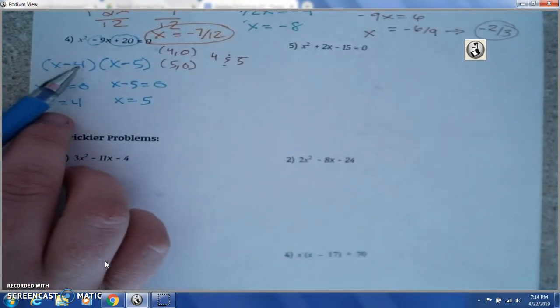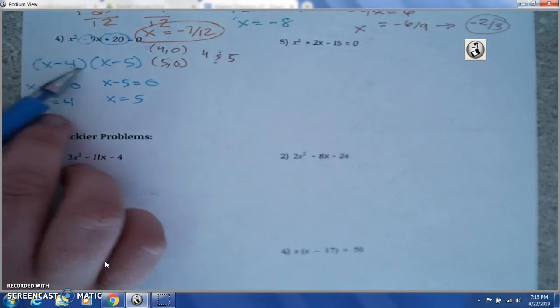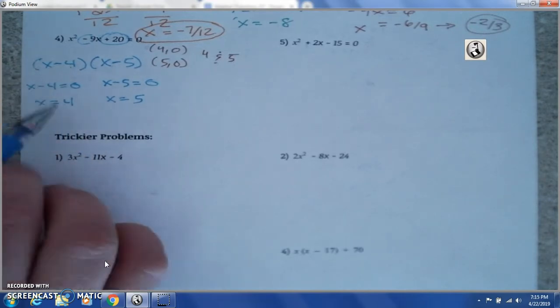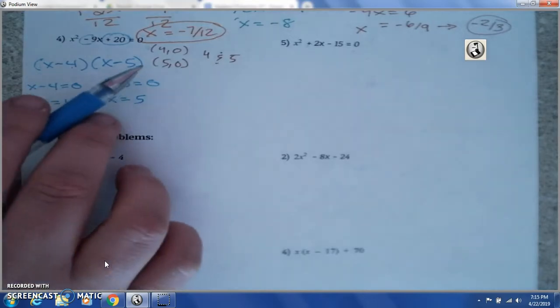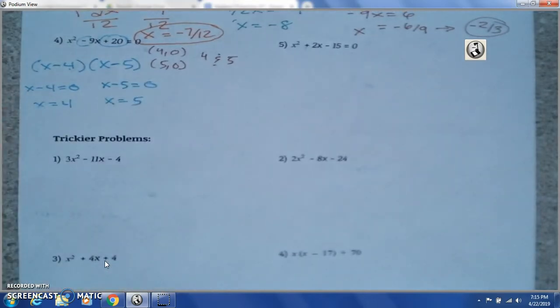Some people caught on that if there's nothing in front of your x and it's pretty clear, then you don't have to solve it out. It's just the opposite. That's a -4, it's going to be positive. That's a -5, it's going to be positive. All right.